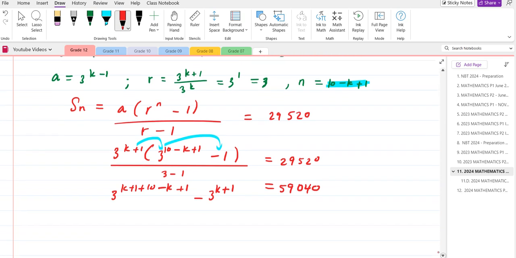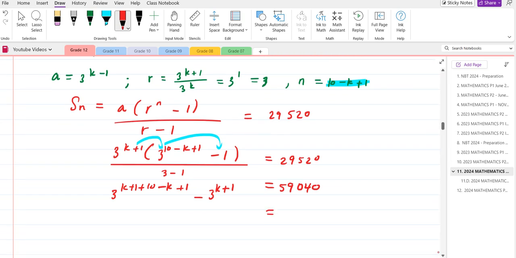Now we are almost getting to the answer, right? So what we can see here is that the k and the minus k cancel out. We have plus 1 and minus 1 cancelling out. No, we got plus 1 plus 10 plus 1. So 3 to the power 12 minus 3 to the power k plus 1 is equal to 59040.